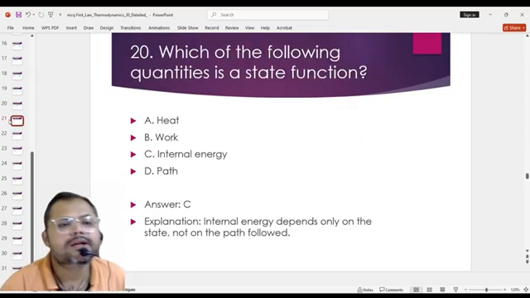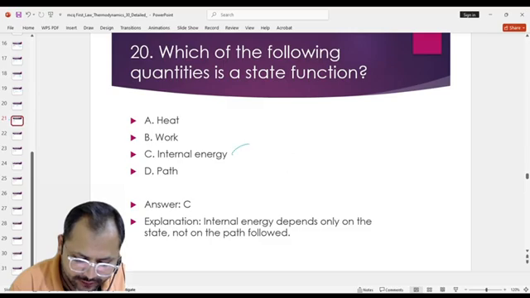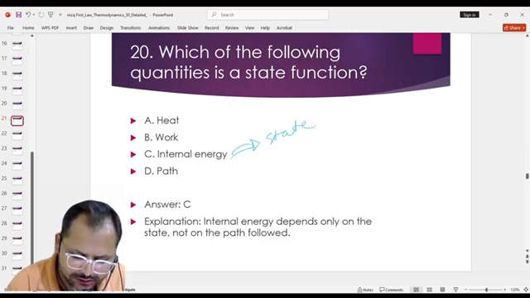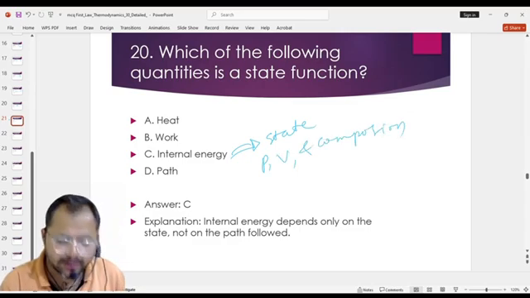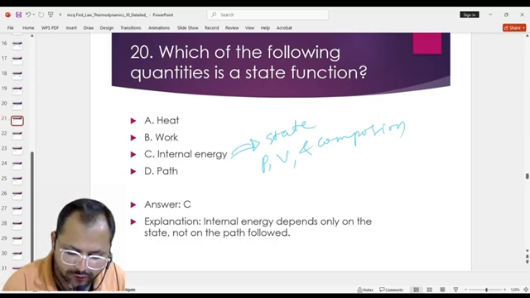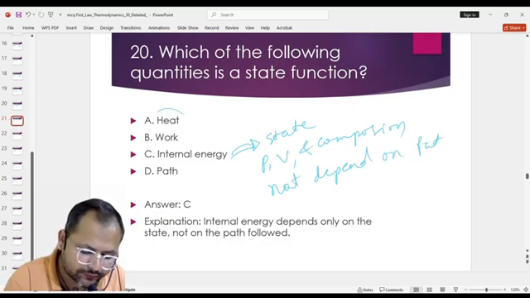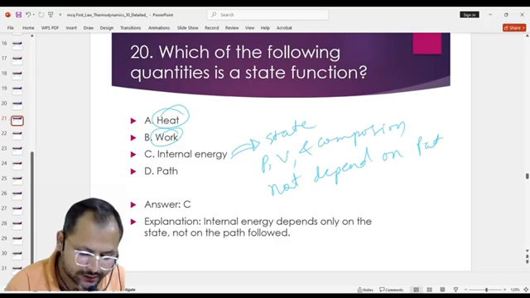Next question. Which of the following quantities is a state function? Internal energy is a state function because it depends on pressure, volume, and composition, not on path. Heat and work depend on path. So internal energy is a state function. Option C is the correct answer.